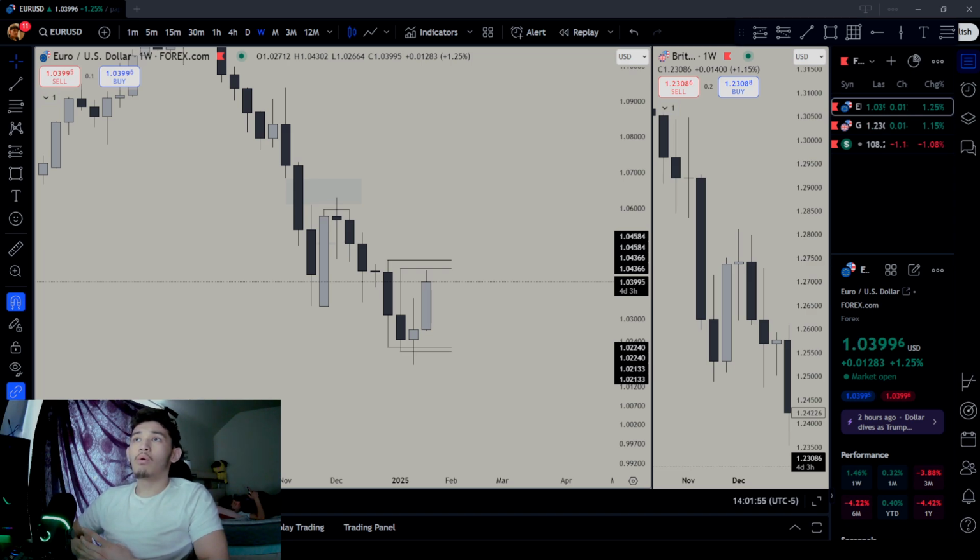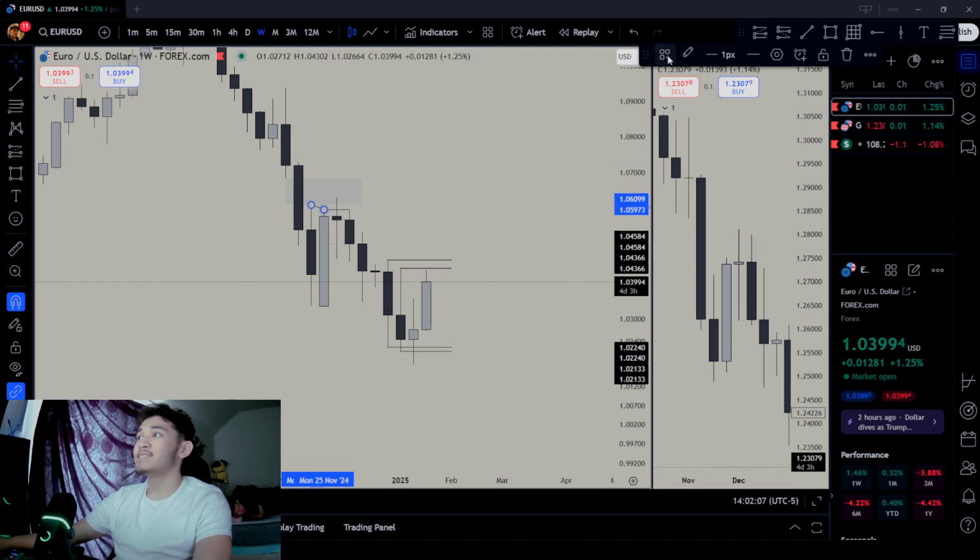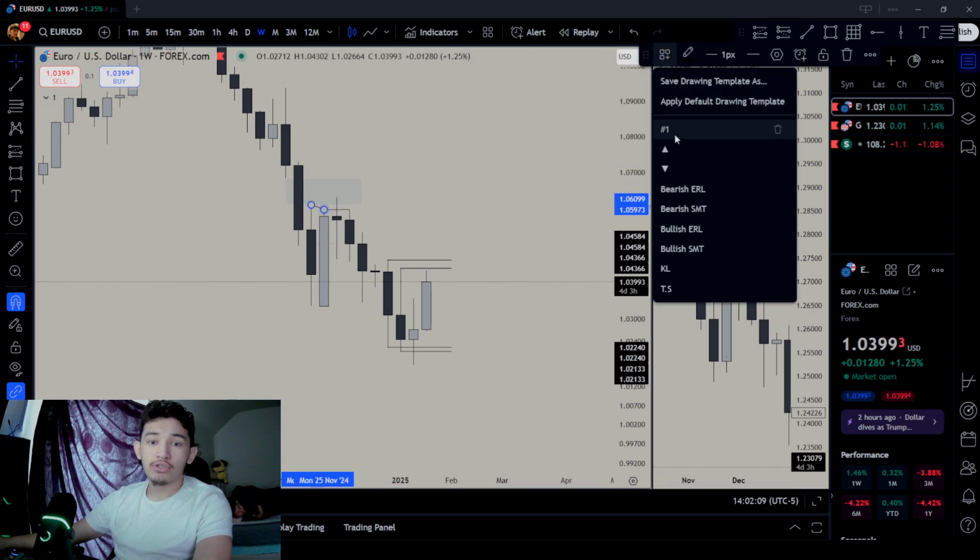So on the weekly time frame, let's start off with the false SMT divergence and how you can avoid this. And the way you know if an SMT divergence will hold and not be a false SMT divergence is through short-term drawn liquidity and long-term drawn liquidity, right?